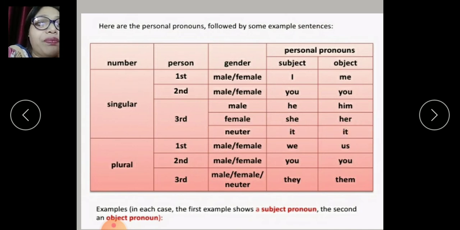Similarly, for the plural case, first person male or female, we use we or us. Second person, male or female, we use you and you. And for the third person, male, female, and neuter, we use they or them. So the first example shows a subject pronoun, the second an object.